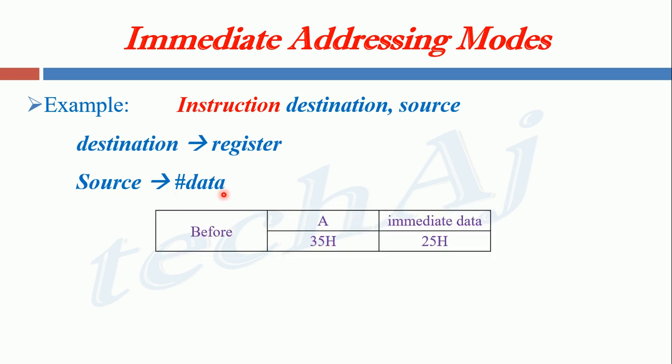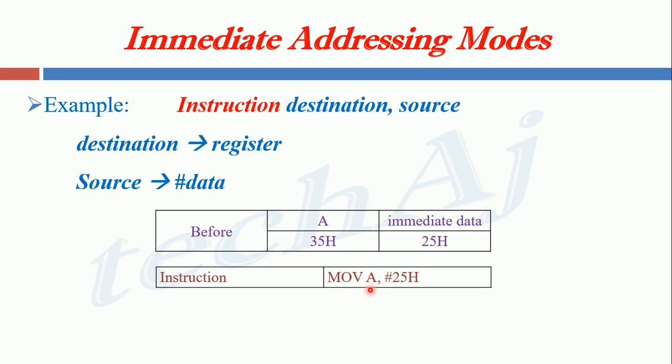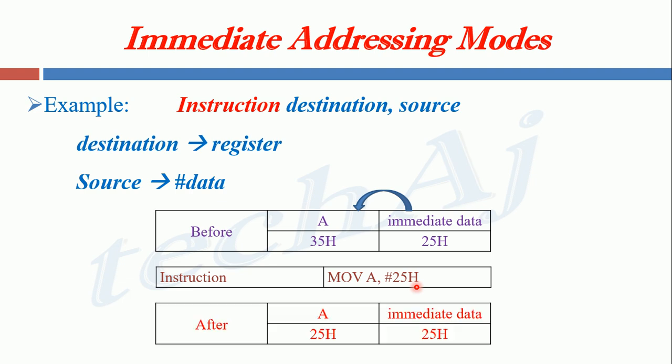For example, suppose initially we have the accumulator with the data 35H. Now we want to load the immediate value 25 into the accumulator. To load this immediate value into the accumulator, we have to use the instruction MOV A, #25H. Now if you compare this instruction with the instruction format, MOV is an instruction, accumulator is a destination operand, and #25H is a source operand. So whenever this instruction is executed, the immediate data is copied into the accumulator and the accumulator will get the value 25H.